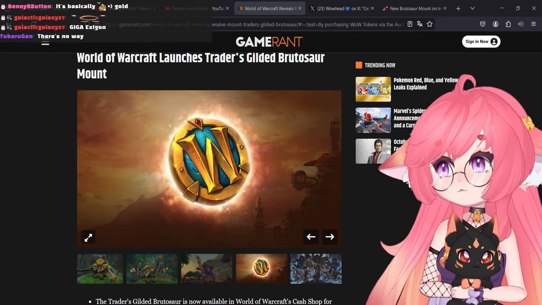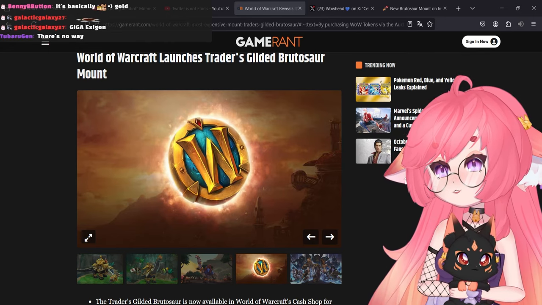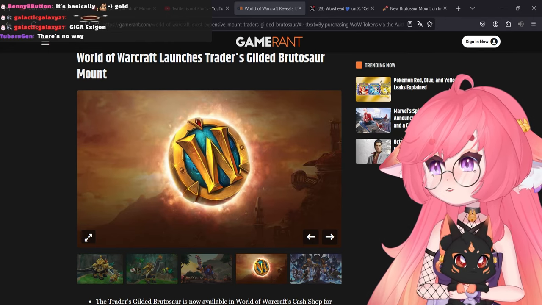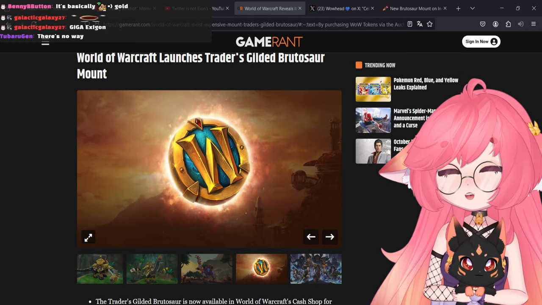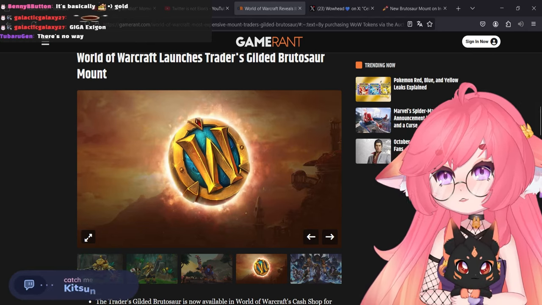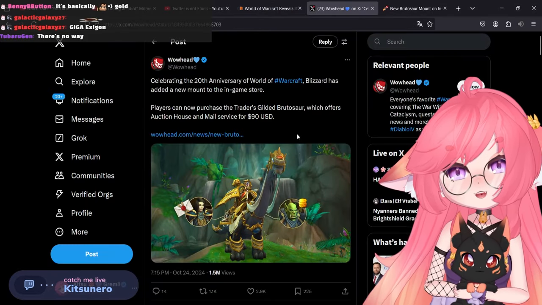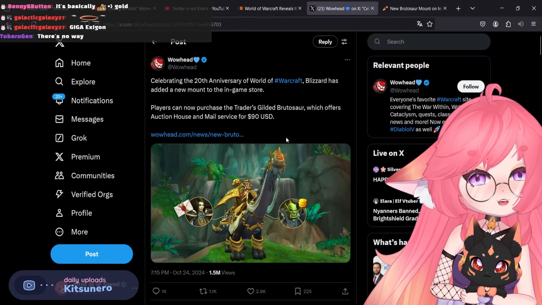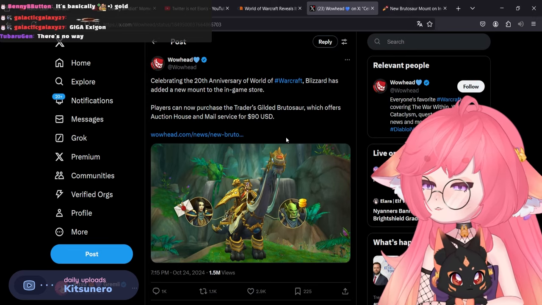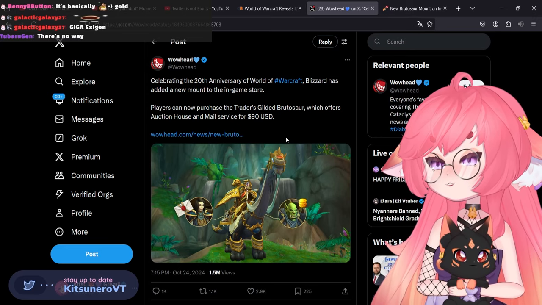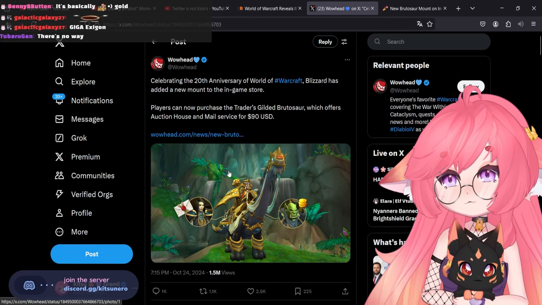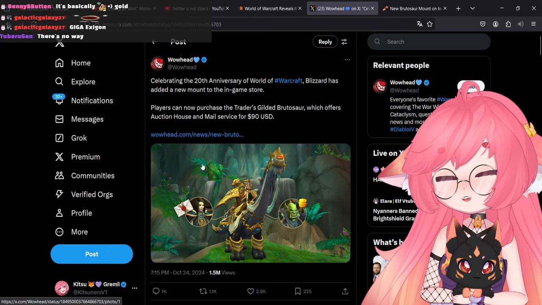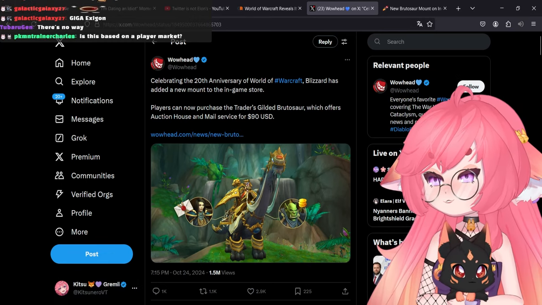Now, to get 3 million gold, you'd have to pay $600. And I know people that did that. One of my friends did this. So, while on one hand, this mount is a $90 mount, this mount used to be $600. Just raising you this one. I haven't seen anyone mention that.